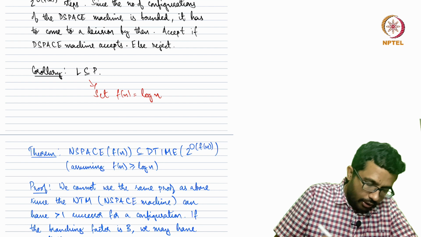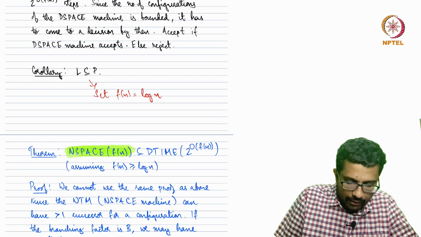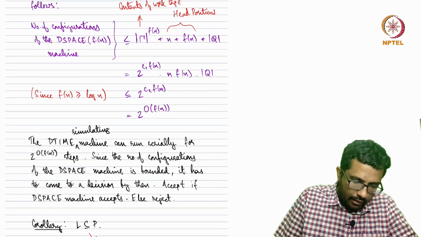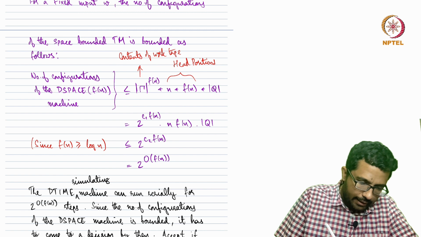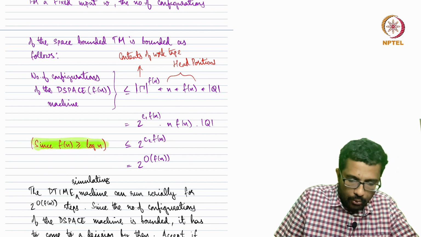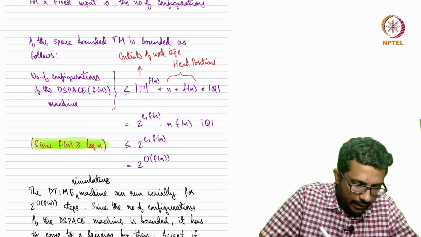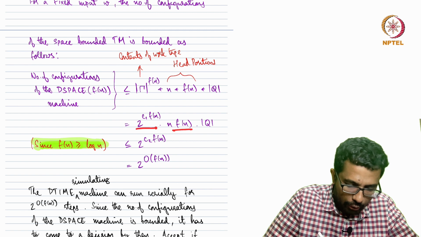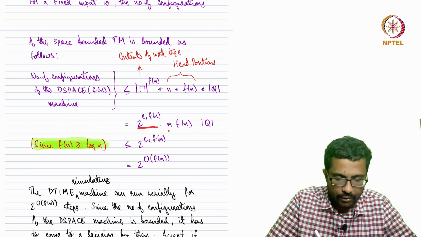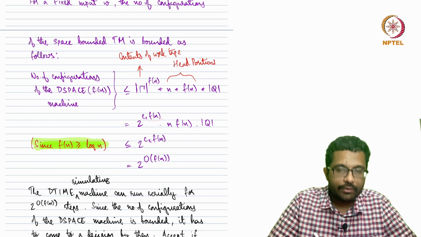So we move to a non-deterministic space bounded Turing machine. Again, we use the same assumption that F(n) is at least log n. At one point, we actually used this assumption earlier, because if we don't have it, we cannot assume that n is dominated by 2 power C F(n). So we have to assume that F(n) is at least log n, otherwise we cannot do that.